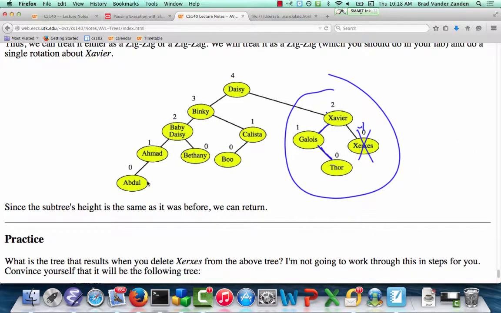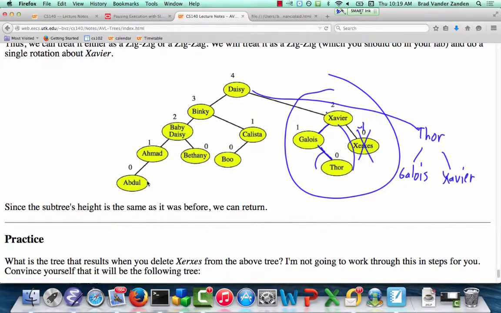So we're double rotating about Thor. The first rotation is going to bring Gala down, and the second rotation is going to make Xavier a right child. So we're going to end up with this, Gala, and yeah, I know, you all get to laugh because I have trouble with these. Okay, so this is my new tree.